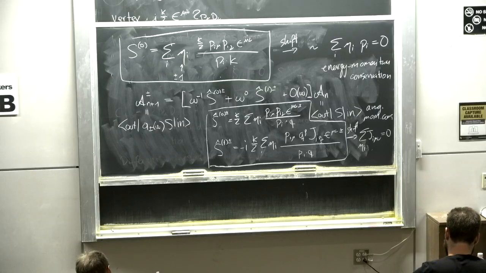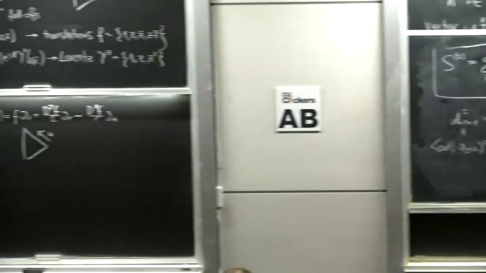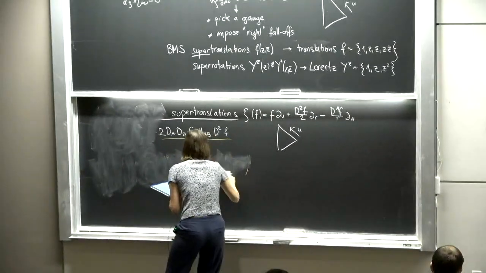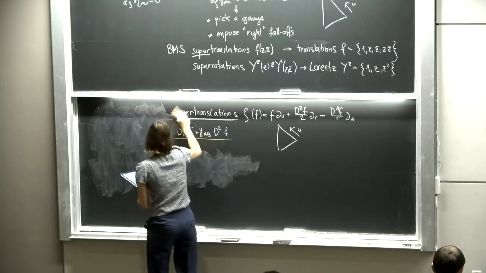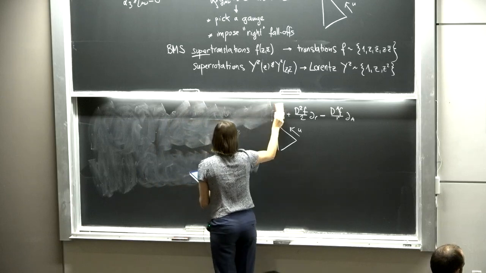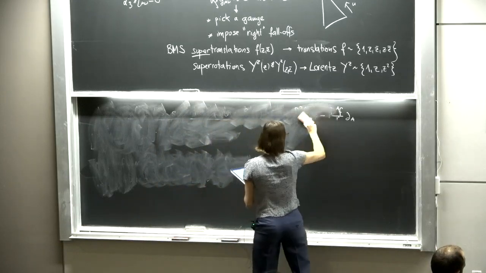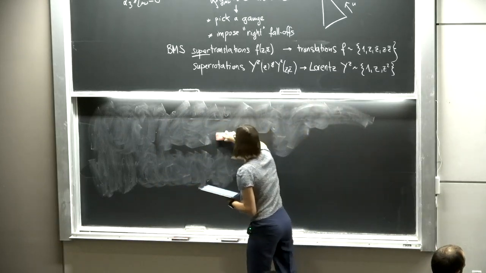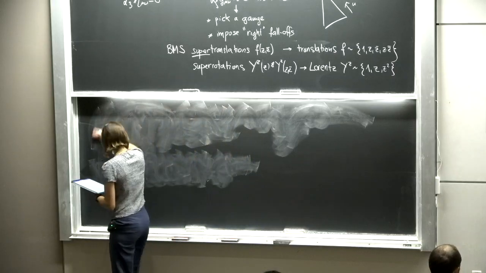Good. So now let's get back to these BMS charges. We talked about these conservation laws for energy, momentum and angular momentum. Now what about super translations and super rotations, which give rise to more generalized conservation laws at the classical level? Are they also respected within the S matrix?